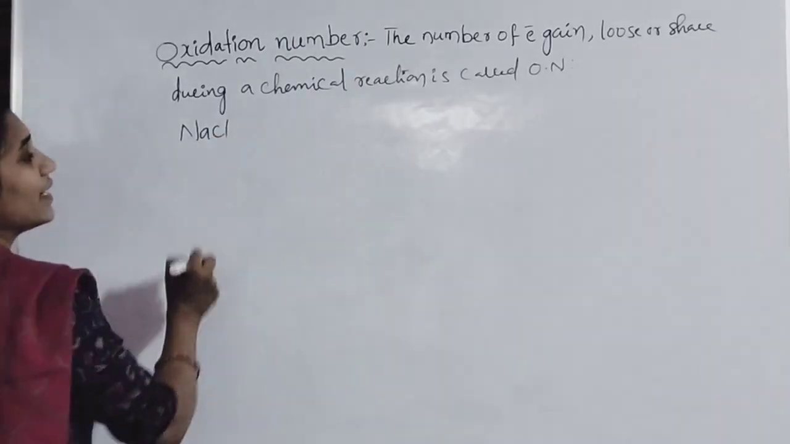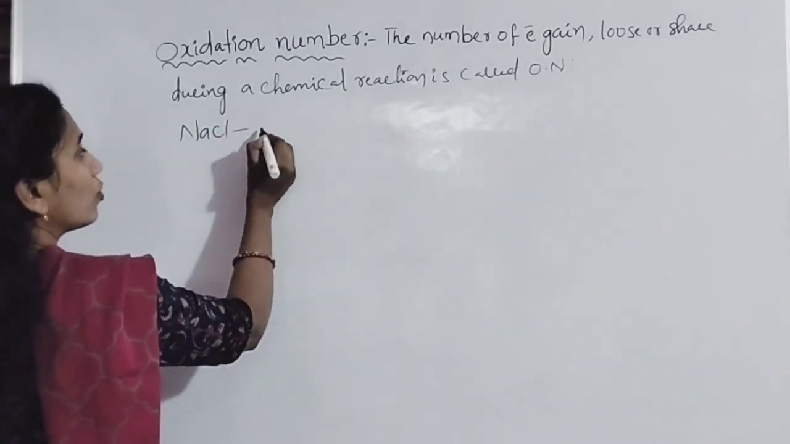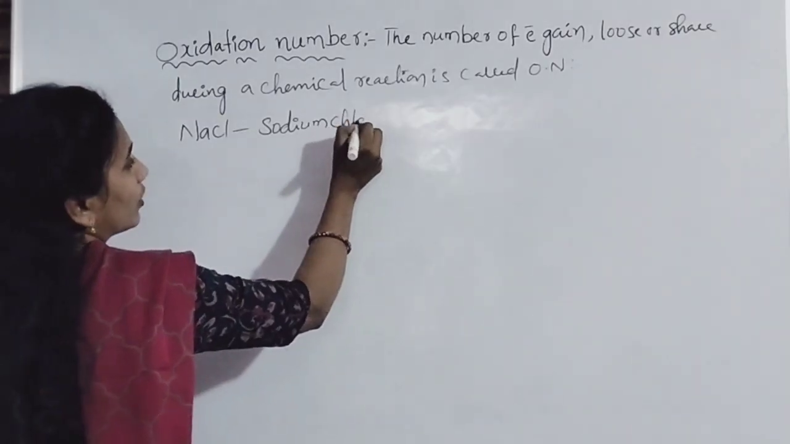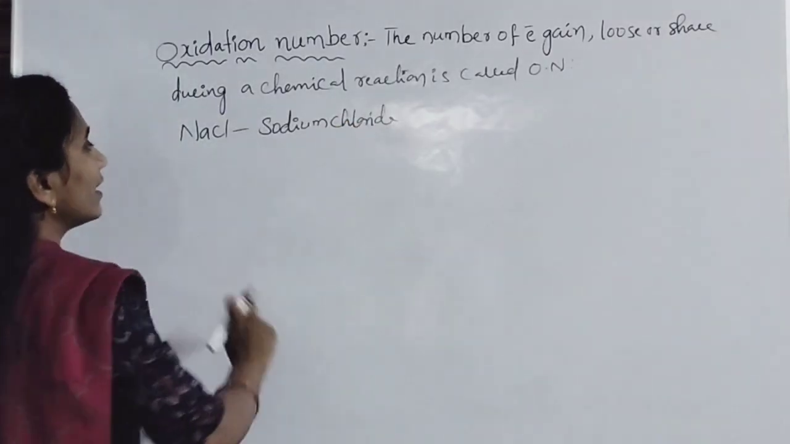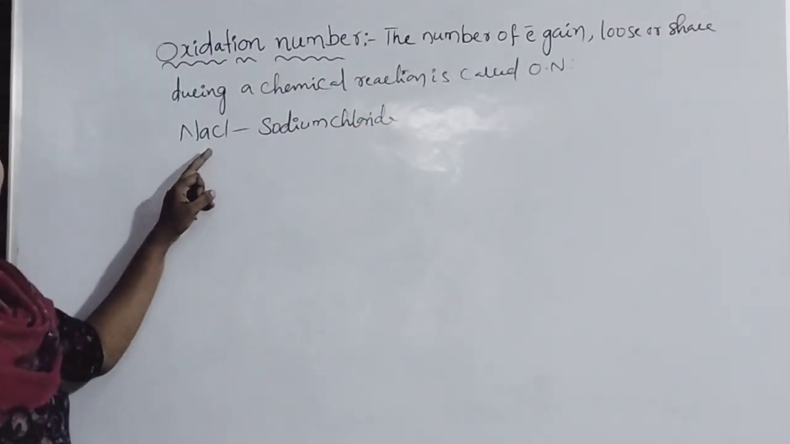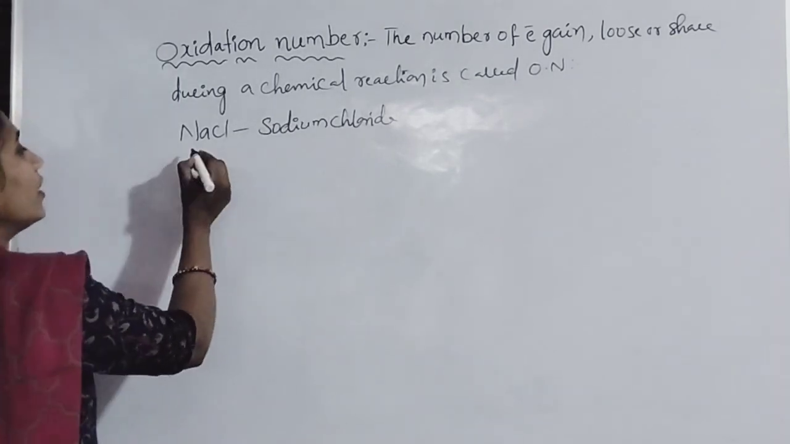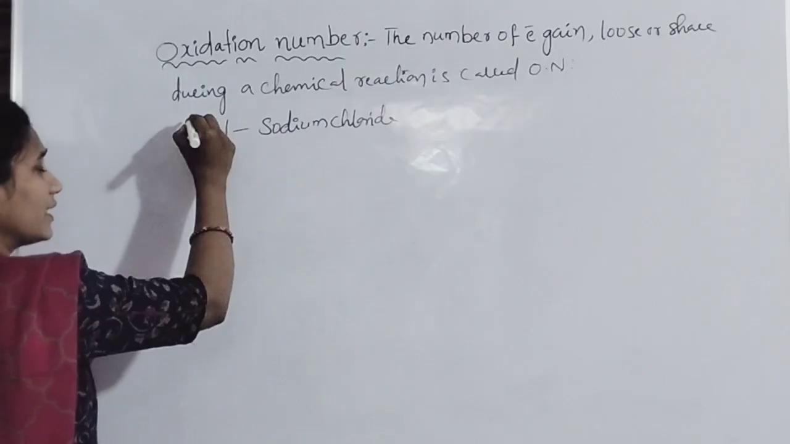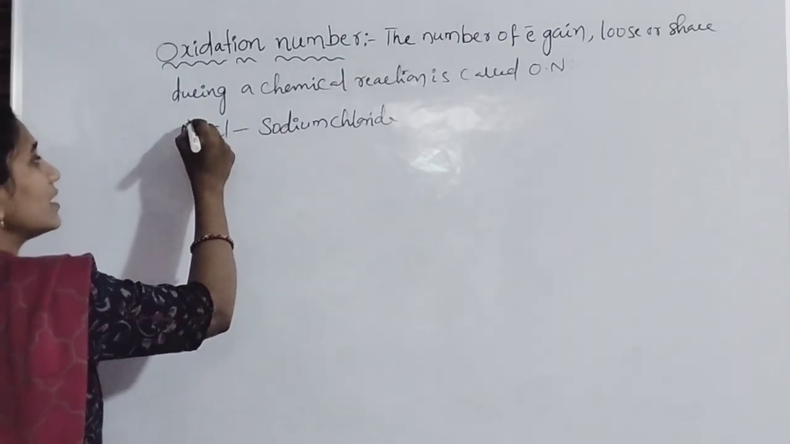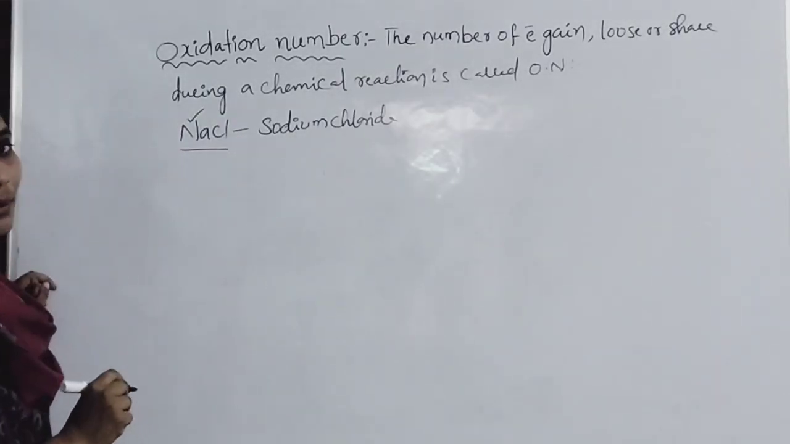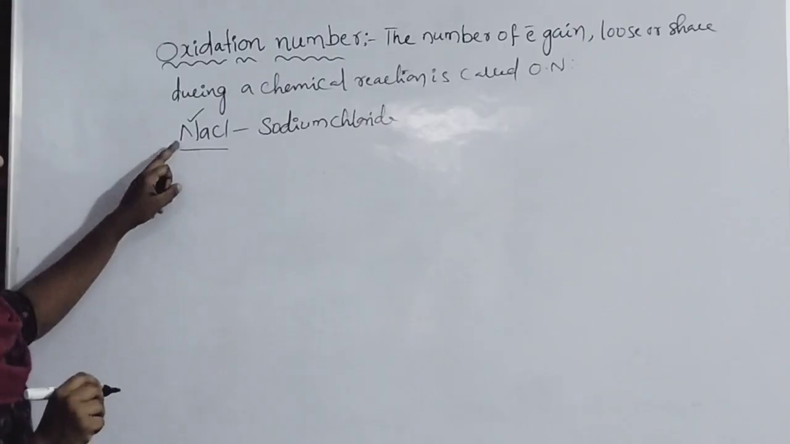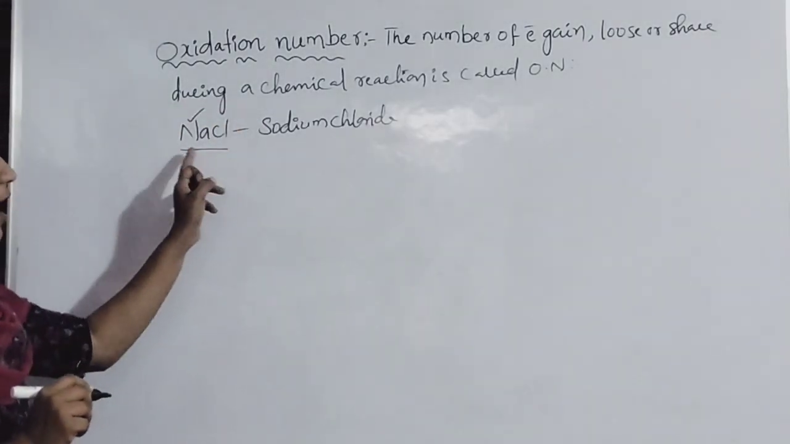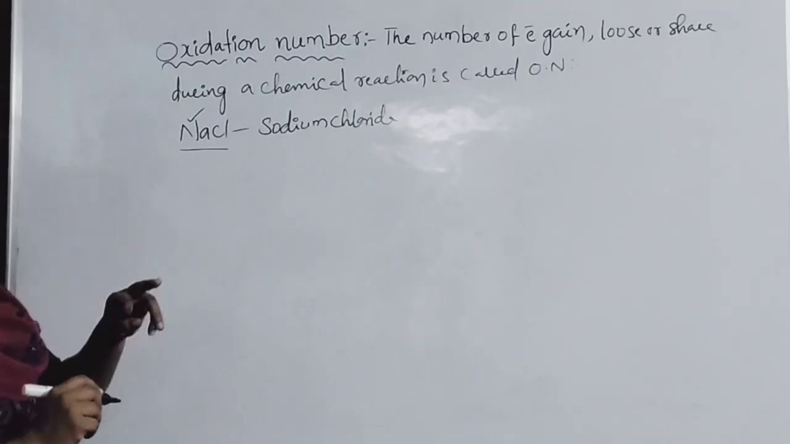So NaCl is sodium chloride. As we already know, it is a salt, and it is formed by one metal atom, sodium, and a non-metal atom, chlorine. Now in this compound, if I really want to find out the oxidation number of the sodium metal, means how many electrons it has lost or gained to form this sodium chloride compound, let us see.